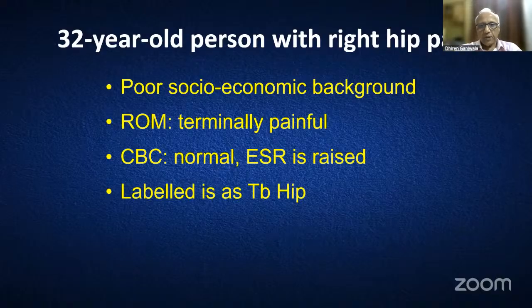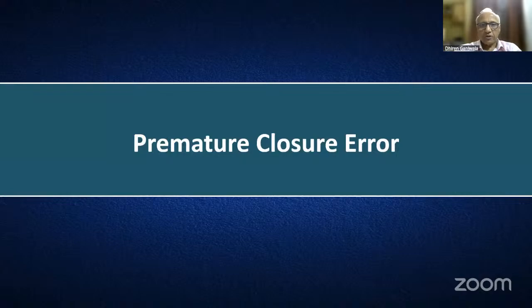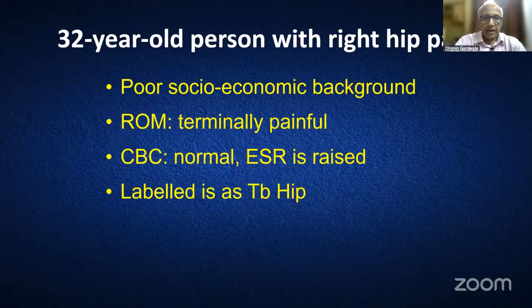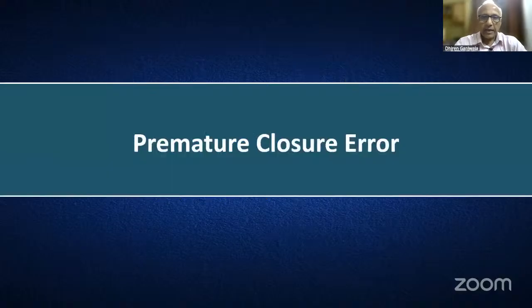At that point, my professor told me, Dhiren, on that day I made the mistake which is called the premature closure error. Without having adequate information, I came to a decision, the same mistake you have made. Without having adequate information about tuberculous hip, you hurriedly made the diagnosis. So that is again an error, the premature closure error.